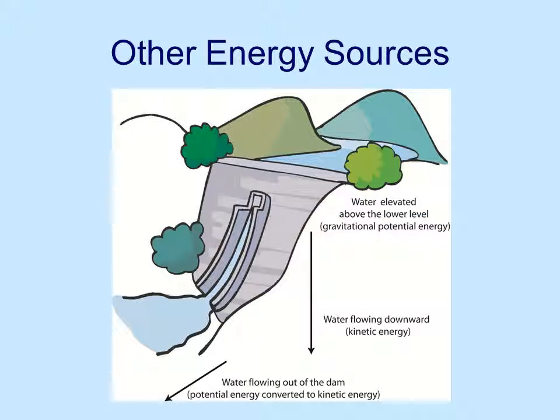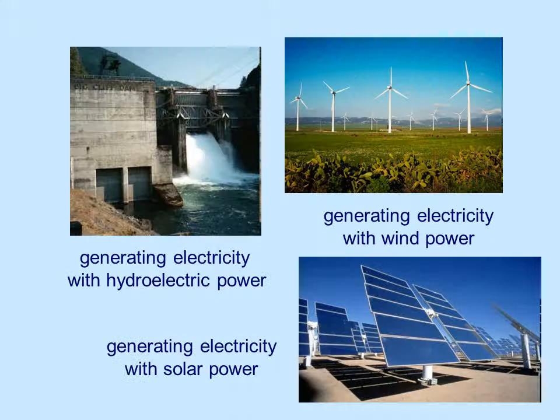Other energy sources are available. One energy source that's available in some parts of the country or some parts of the world is hydroelectric energy. The water is in a dam and it's above the lower level. The water flows through the dam and creates kinetic energy, and then we've converted the potential energy of the water at the start of the dam to kinetic energy.